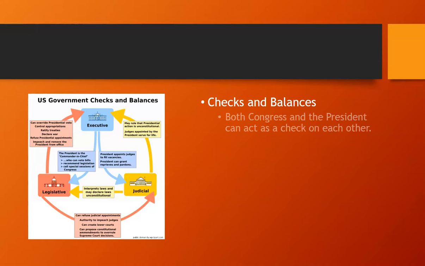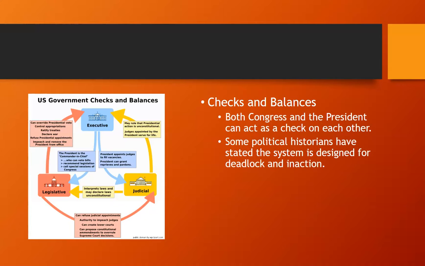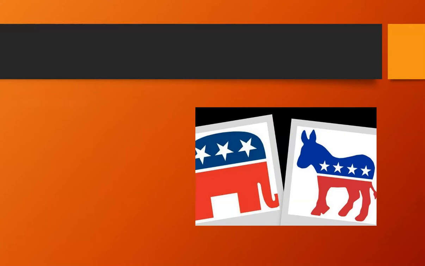Checks and balances. Now, both Congress and the President can act as a check on each other, and some political historians have stated the system is designed for deadlock and inaction, that the only way that legislation can move forward is if a large majority of people, both across the nation and in the various different districts, actually want that to move forward. And that this slowness is designed to protect the people from government gaining too much power.